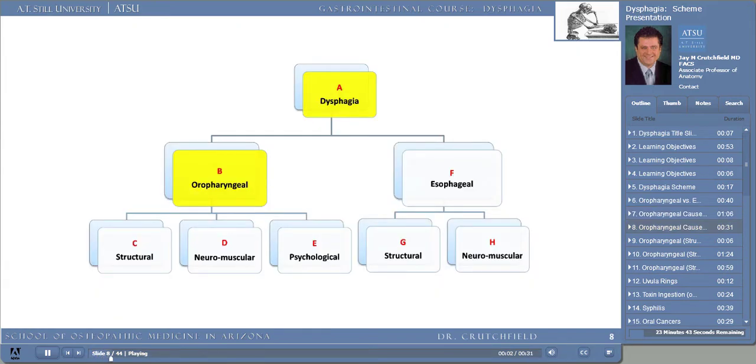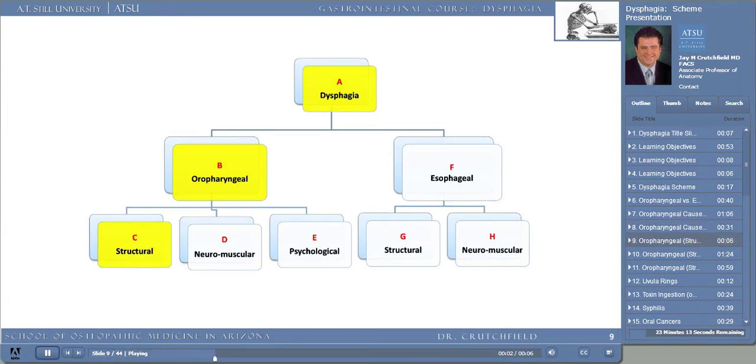So here we see the first branch point of the scheme. Node A tells us the patient's presenting with difficulty swallowing, and then we need to figure out whether it's oropharyngeal or esophageal. Once we've taken a history and physical exam, and that's pointed us to a possible oropharyngeal cause, we then need to determine whether it's structural, neuromuscular, or psychological. And from further on in this discussion, we'll learn that it isn't quite so clear-cut as what the scheme shows.